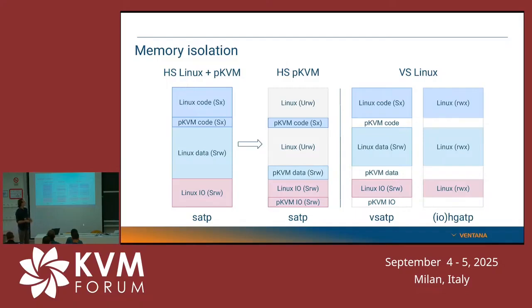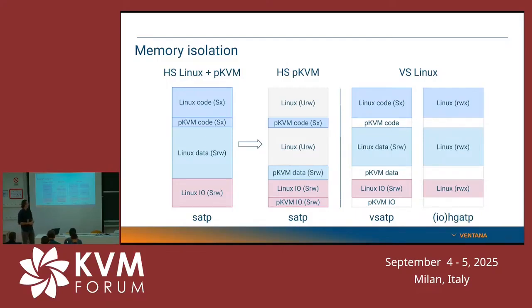So the pKVM will virtualize it, and it's going to be a one-to-one mapping from how it was before we split it. It's just that the pKVM code, nor data, nor some of the I/O devices that would break confidentiality can be accessed anymore. And this is going to be done through the HGATP, which will just return an access violation should the VS Linux try to do it.